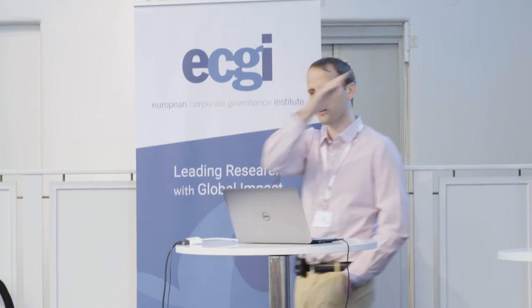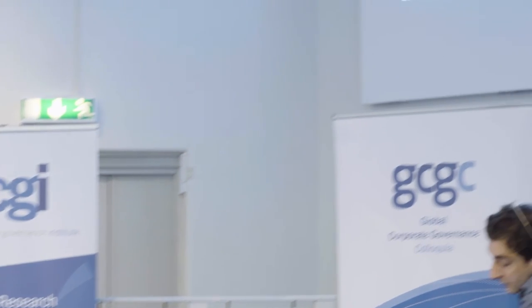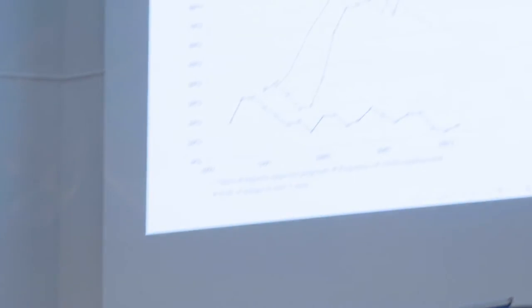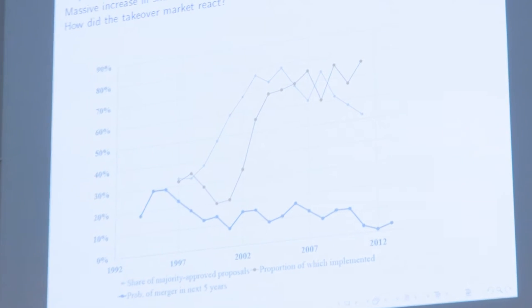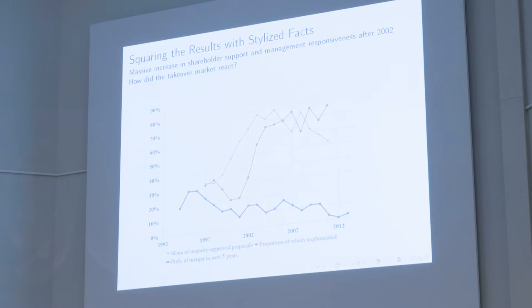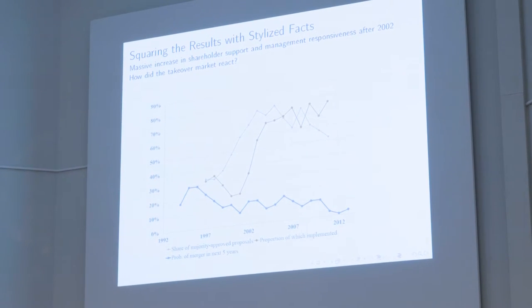So you would expect, given the estimates, that maybe following that, the takeover market has become much more active, and that's actually the reverse. The takeover market has actually gone down in its degree of activity. This is drawn from your paper. If I just look at the merger probability over time, you see that it was very high in the 90s, where there were lots of takeover defenses, and very low now, when many of them have been removed.